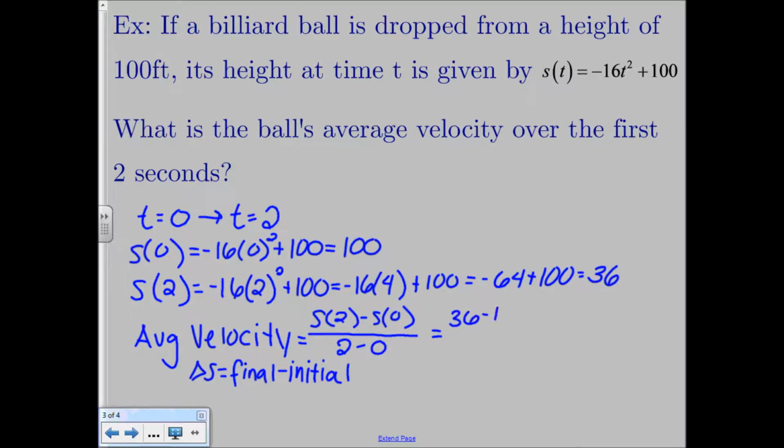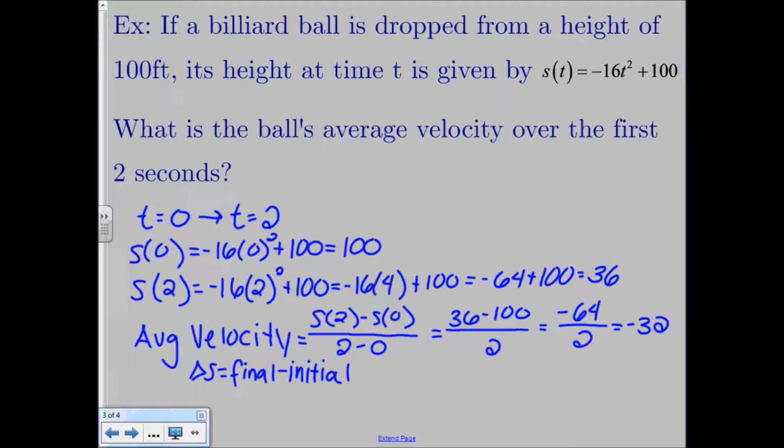minus 100 all over 2. 36 minus 100 is just going to be negative 64 over 2, which is going to give us negative 32. And now we're not just going to write negative 32 because we had units in our problem.